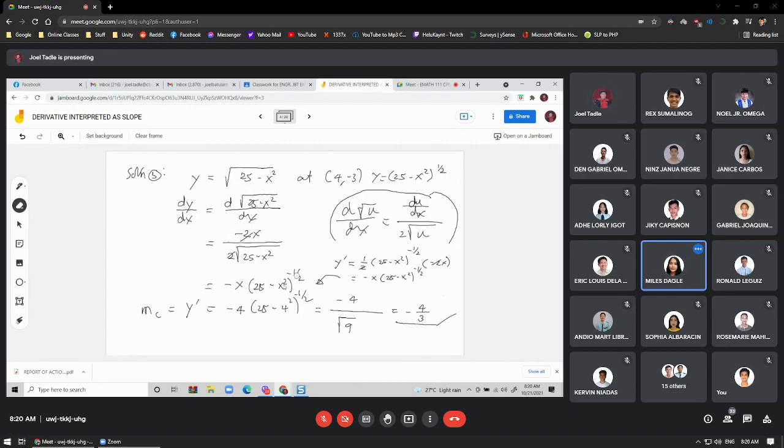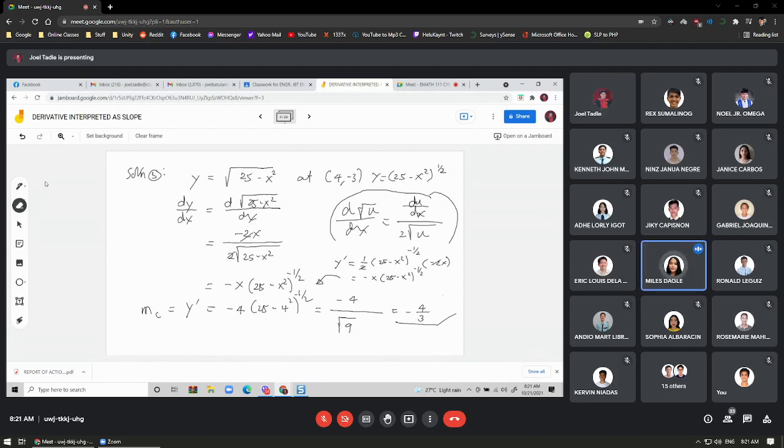Okay, so pagkahuman, kay wala may y value, ang x ang 4 ra imong i-substitute. Correct. So pagkahuman, nakakuha tag answer nga negative 4 over 3. Okay, so this is the negative slope. Again, ang ato ang line tangent to the curve is going to the left. I-explain palihog Miles ang katong alternate solution.